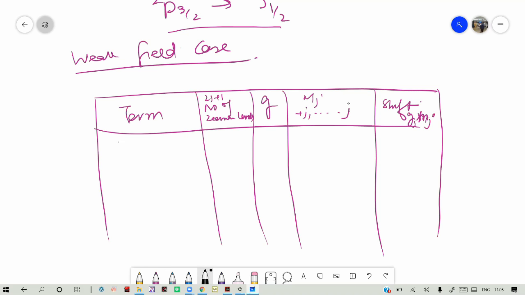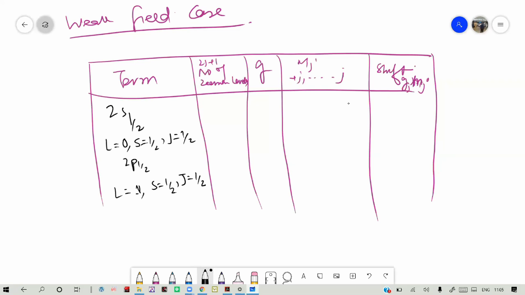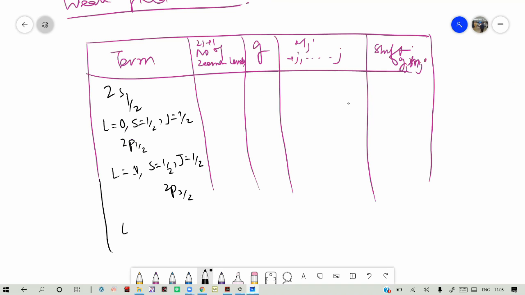Now the terms: 2s 1/2, for which L is equal to 0, S is equal to 1/2, J is equal to 1/2. Then 2p 1/2: L is equal to 1, S is equal to 1/2, and J is equal to 1/2. Now 2p 3/2: L is equal to 1, S is equal to 1/2, and J is equal to 3/2. The number of levels, 2J plus 1, gives 2, 2, 4.